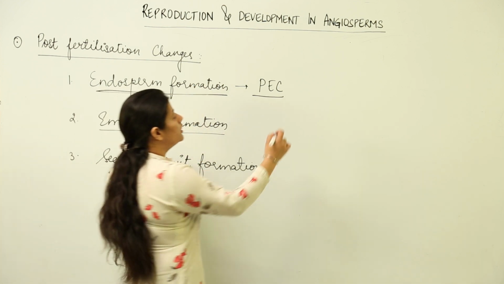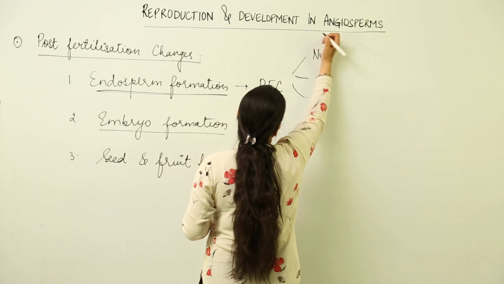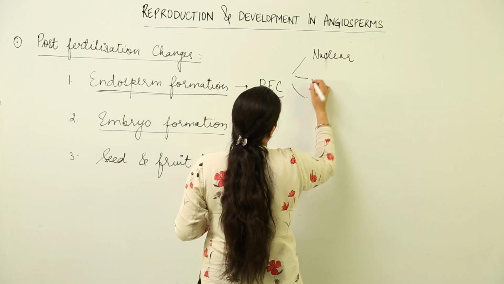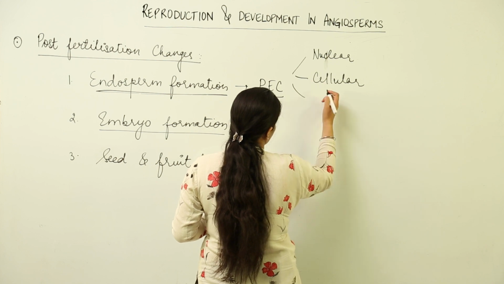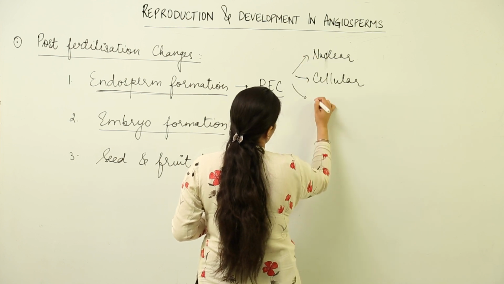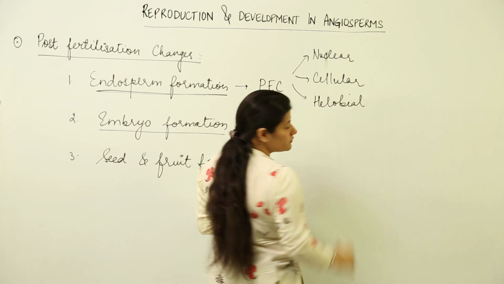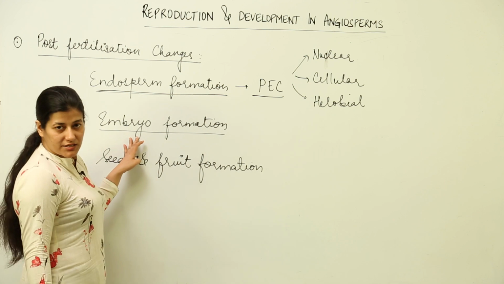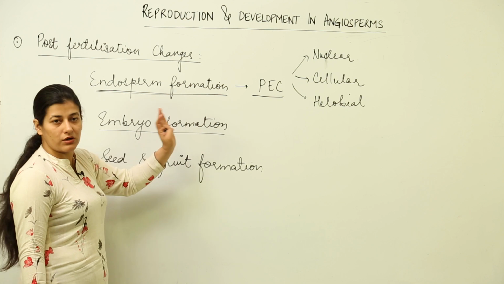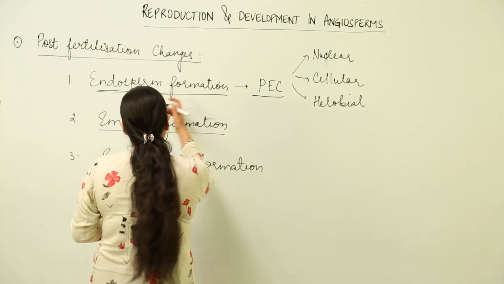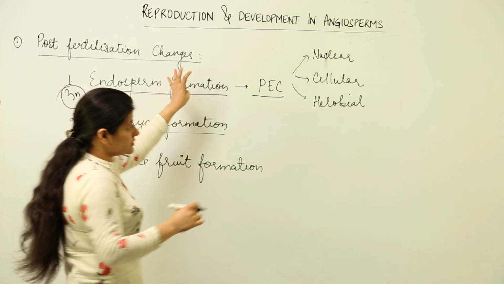That endosperm could be of 3 types. It could be nuclear endosperm, it could be cellular endosperm. Just remember the terms, we study about these in a different lesson, and it could be helobial endosperm. Okay, the embryo that is being formed as a result of division of zygote, please remember all are mitotic divisions. This endosperm would be triploid.